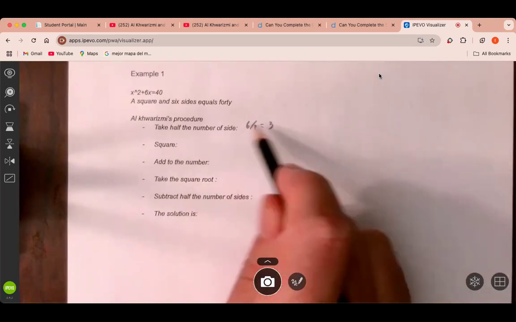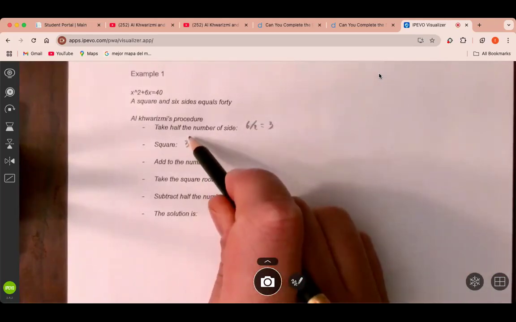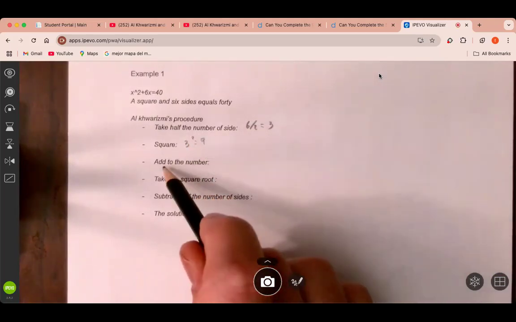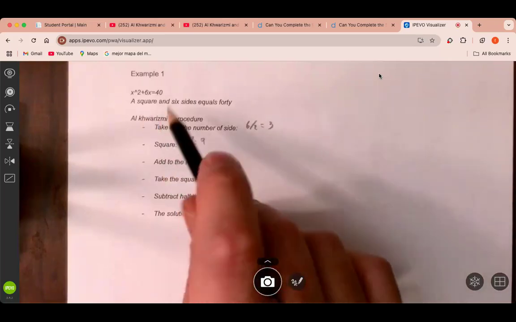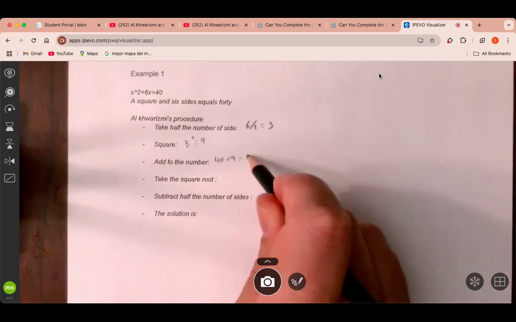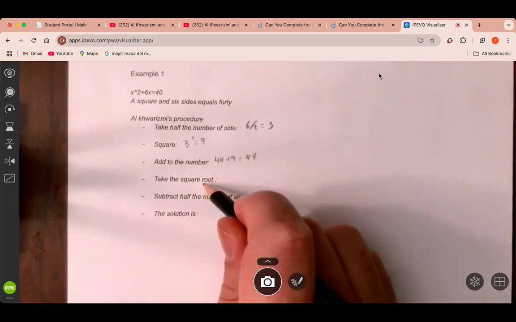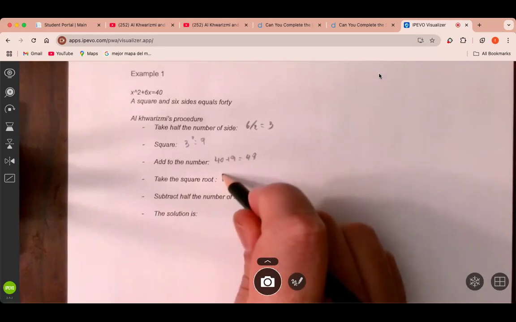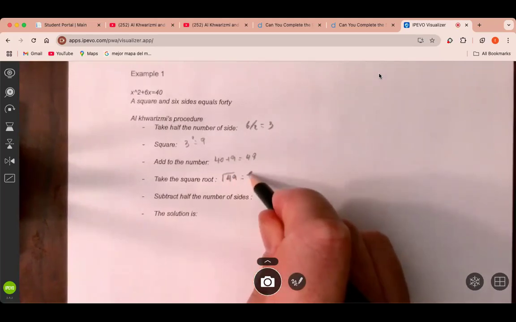So we need to take this number and square it. 3 squared is 9. Now we need to add the number, which is 40. So it's 40 plus 9, 49. Then we take the square root of this 49. So the square root of 49 is 7.